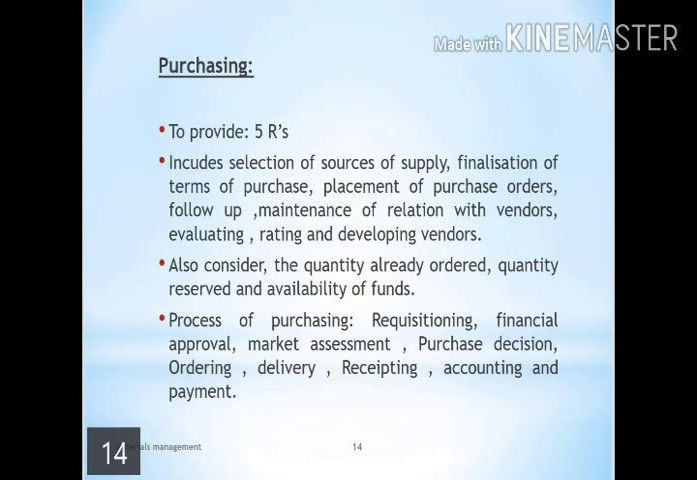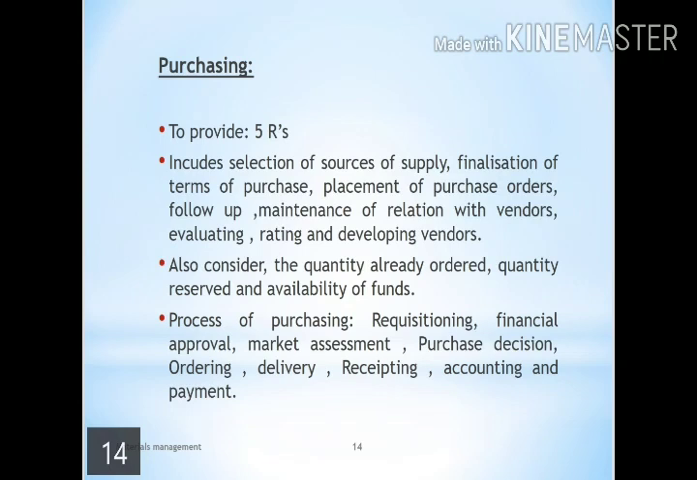Next function is purchasing. It is the job of a purchasing officer to provide the right quality of materials in the right quantity from the right source at the right time and for the right price. Purchasing includes selection of sources of supply, finalization of terms of purchase, placement of purchase orders, follow-up, maintenance of relation with vendors, evaluating, rating and developing vendors. Also, before placing the orders, we have to consider the quantity that is already ordered, quantities reserved and the availability of funds.